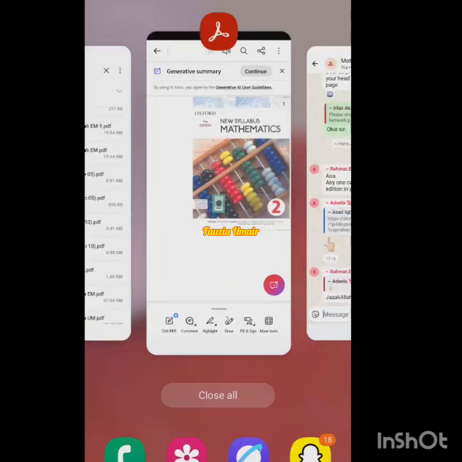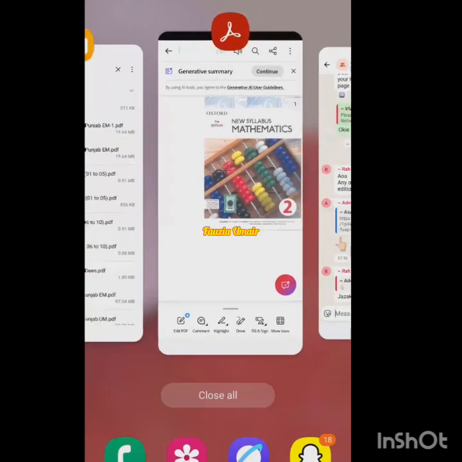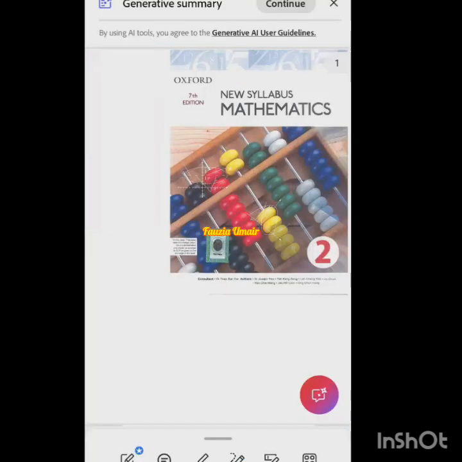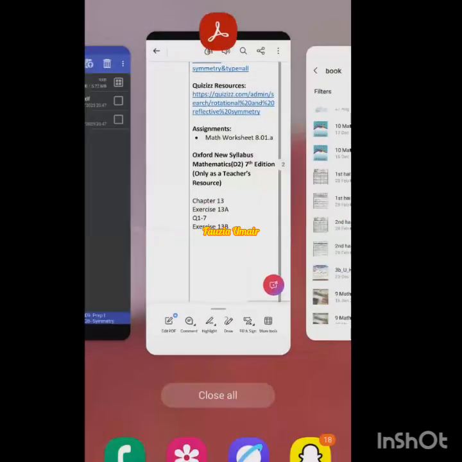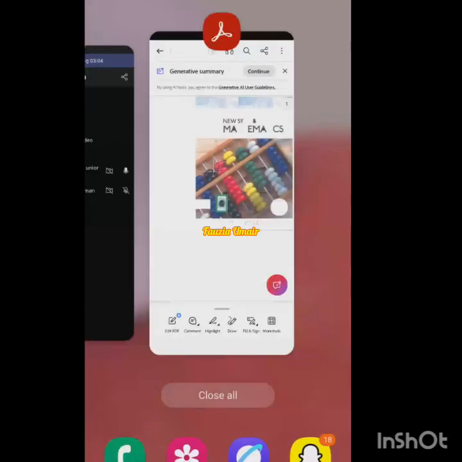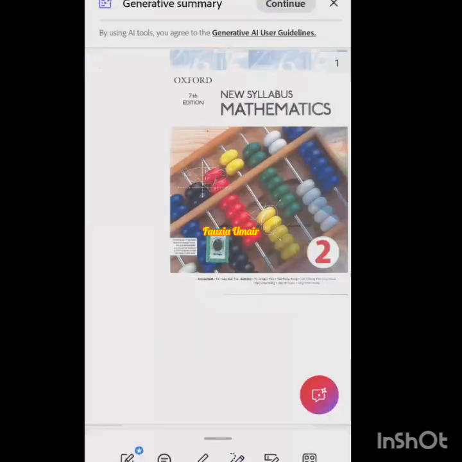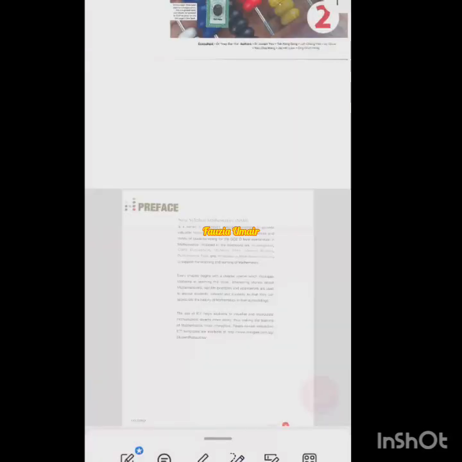Zainab, can you tell me what is symmetry? Ma'am, symmetry is when a shape can be divided into two exact same parts, which are the same in size, color, and everything, like design, everything.